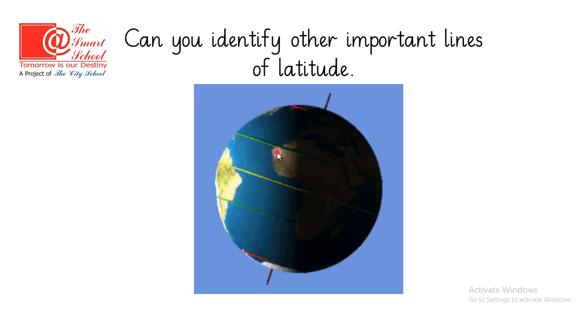Now this green line, which is located on 23.5 degrees north, what is this called? Yes, it's the Tropic of Cancer. Now see this green line, which is located 23.5 degrees south. Yes, it's the Tropic of Capricorn. And undoubtedly, you must be knowing this green line which is dividing the earth into 2 hemispheres, north and south. Yes, it's the equator.